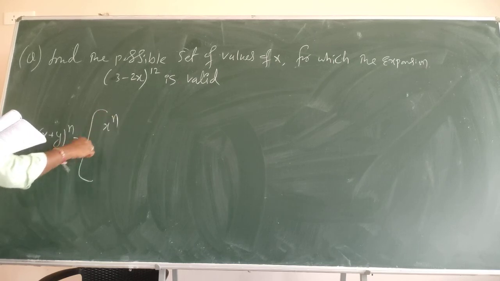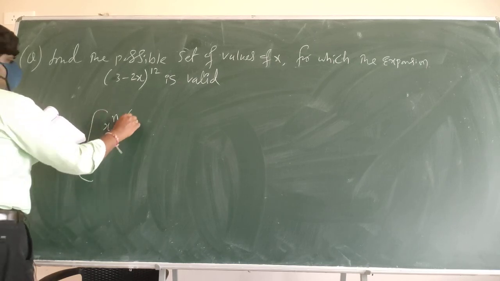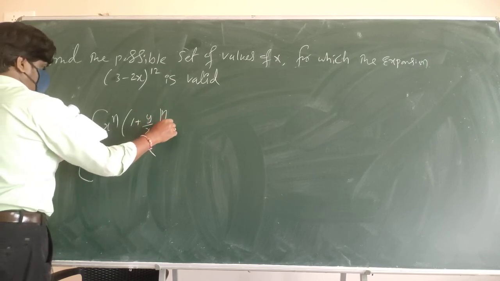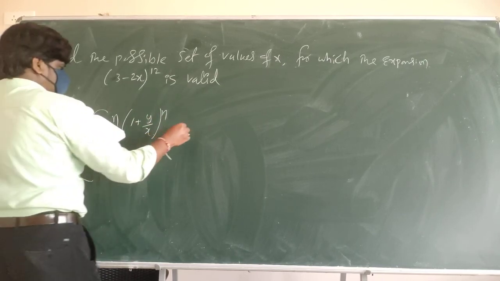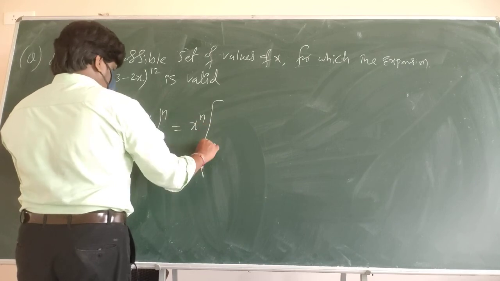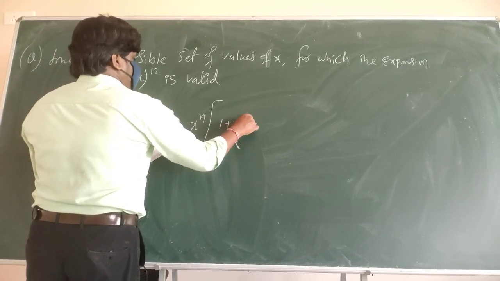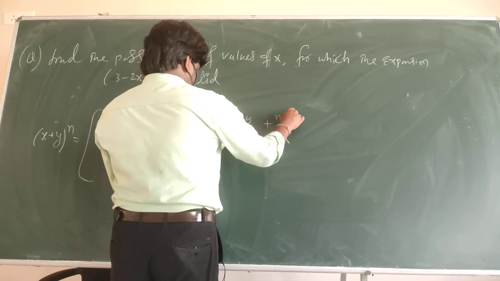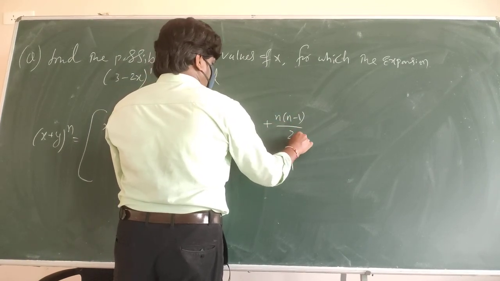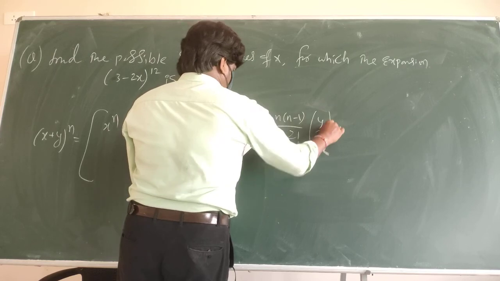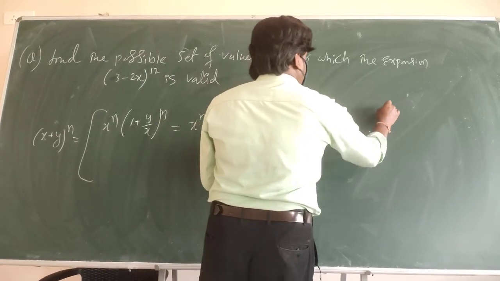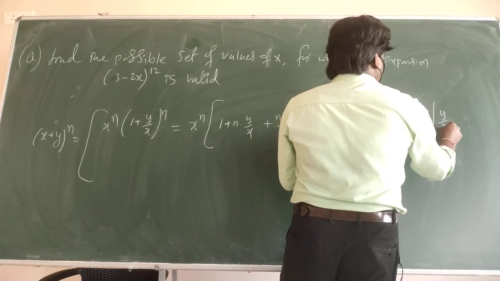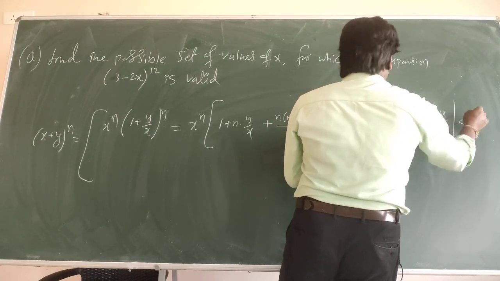This can be written as x power n, I can take common. So I'll get 1 plus y by x whole power n. So this can be expanded as x to the power of n into 1 plus n into y by x plus n into n minus 1 upon 2 factorial into y by x whole square plus so and so on, where mod of y by x is less than 1.